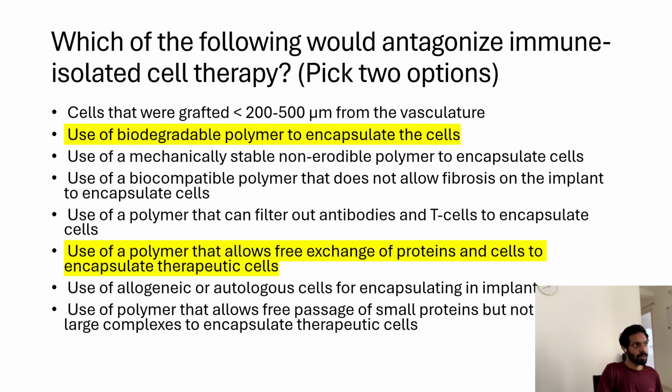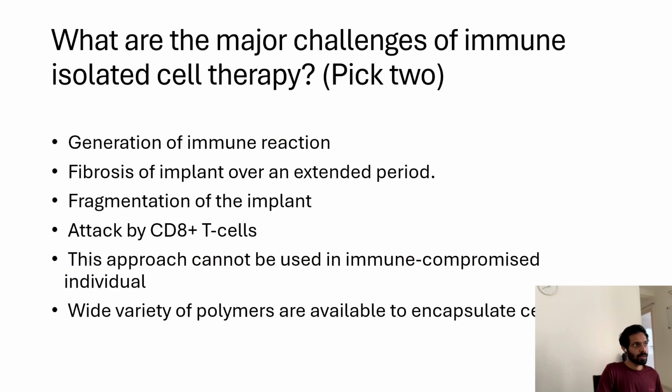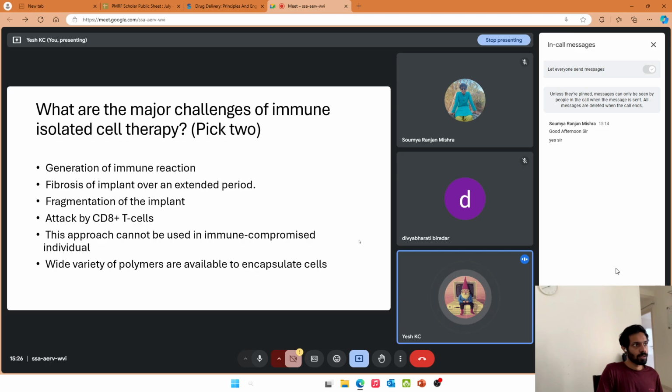Is that clear? Yes, sir. Okay, moving on. So the next question reads: what are the major challenges of immune isolated cell therapy? The options read: generation of immune reaction, fibrosis of the implant over an extended period, fragmentation of the implant, attack by CD8 positive T cells, which are cytotoxic T cells, or is it that this approach can be used in immune compromised individuals, or that a wide variety of polymers are available to encapsulate cells? What are the major challenges?